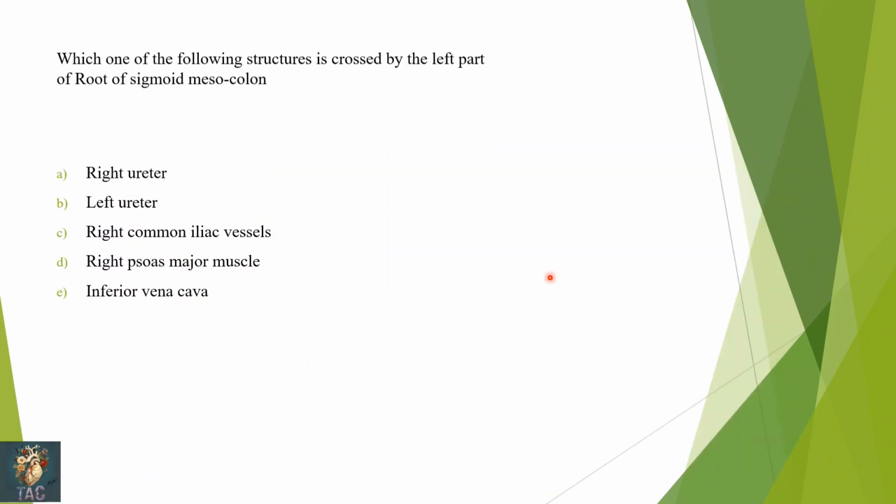Next is, which one of the following structures is crossed by left part of root of the sigmoid mesocolon?